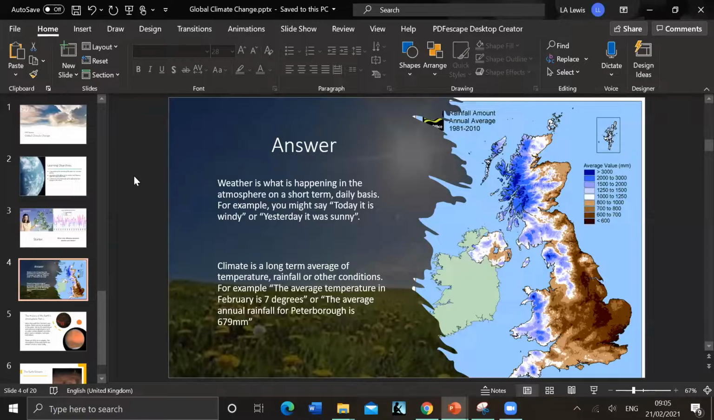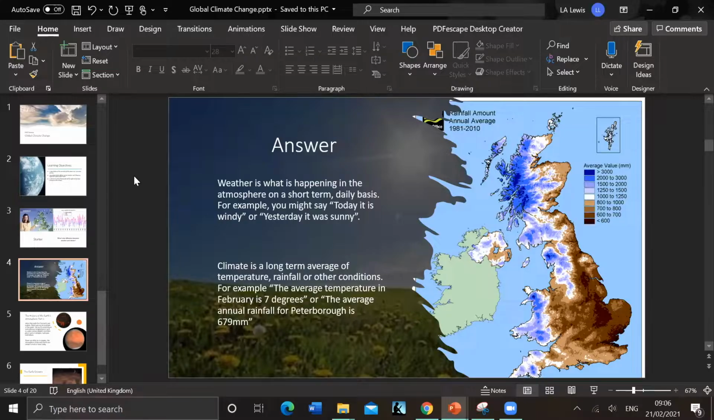And climate is a long-term average of temperature, rainfall, or other conditions. It's often like data. For example, the average temperature in February is 7 degrees. Or, for where I currently am, the average annual rainfall for Peterborough is 679 millimeters. You can look up where you live and find your average rainfall, all over the world. There'll be somewhere that records it. Yes, that's my nearest big city.